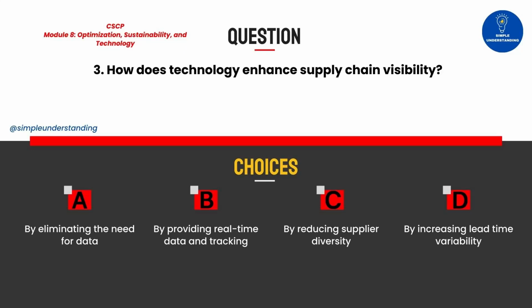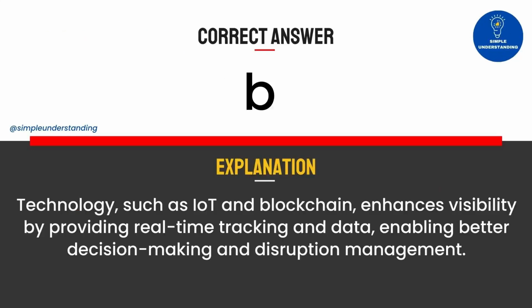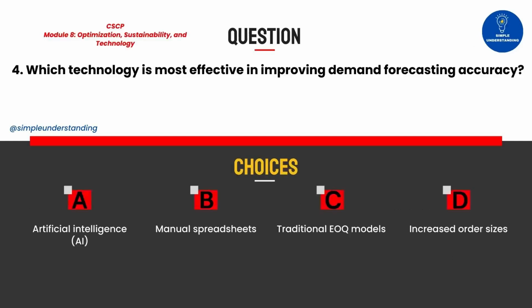3. How does technology enhance supply chain visibility? A. By eliminating the need for data. B. By providing real-time data and tracking. C. By reducing supplier diversity. D. By increasing lead time variability. Correct answer: B. Explanation: technology, such as IoT and blockchain, enhances visibility by providing real-time tracking and data, enabling better decision-making and disruption management.